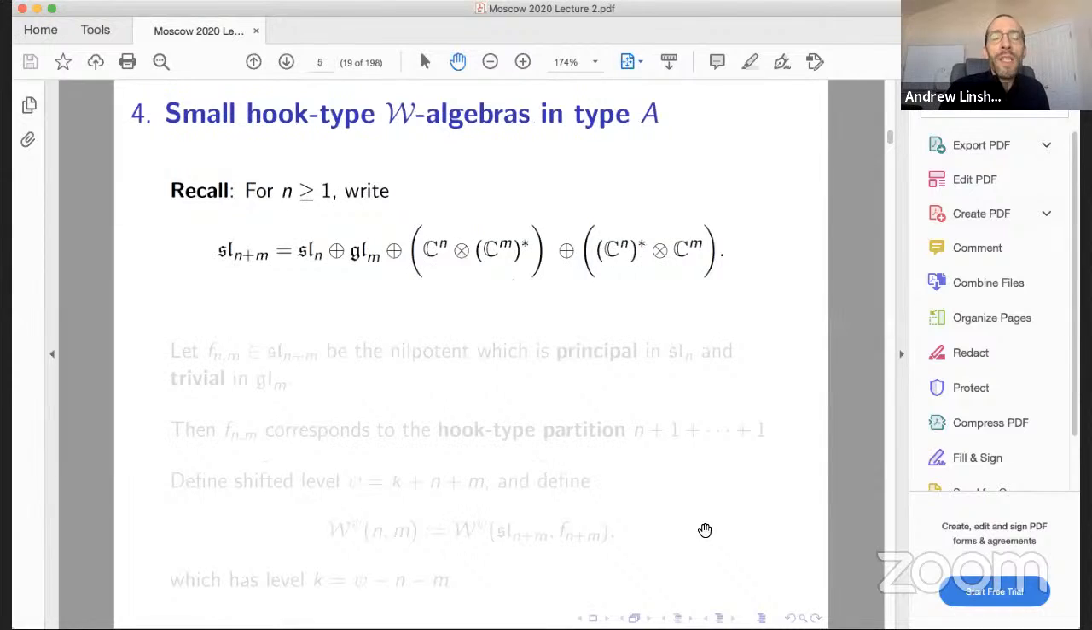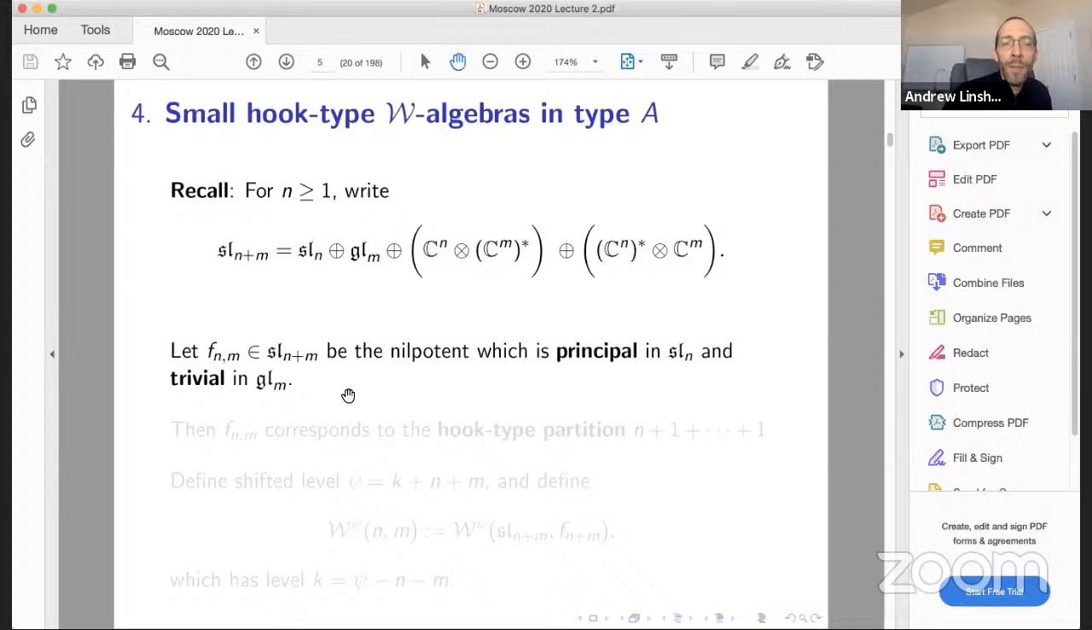Okay, so I'm going to restate the result in type A briefly and then explain how the proof of it goes. So Thomas introduced these and talked about them also last time, the small hook type W algebras. So sl(N+M), you can decompose as sl_N plus gl_M plus a sum of some modules. So C^N is the standard module for sl_N, C^N star is its dual, and C^M and C^M star are the corresponding modules for gl_M. So we have this decomposition of sl(N+M), and I take my nilpotent to be principal in sl_N and trivial in gl_M. So it's just a zero nilpotent in gl_M.